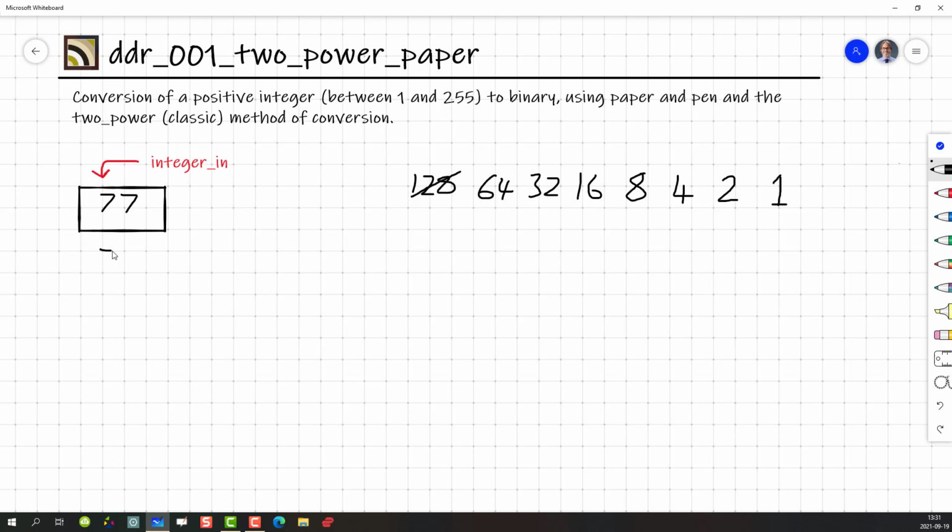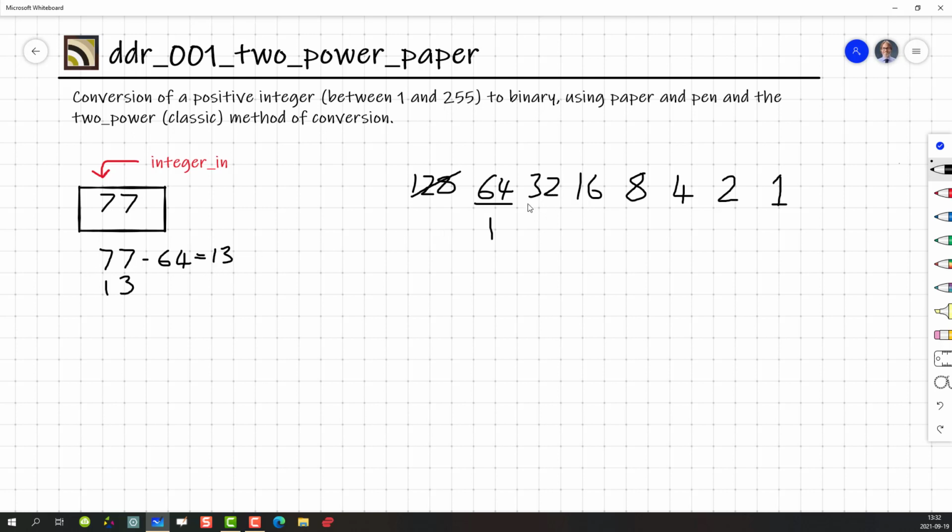I'm then going to rewrite the number that I'm converting underneath. This is where I'm going to do my working. And I perform a subtraction. Now the current number that I'm looking at is 64. So I try and subtract 64 from 77. The answer is 13. Now the rule is, if the number is 0 or bigger, then you place a 1 under the number that you've subtracted and rewrite the answer below the number that you subtracted from.